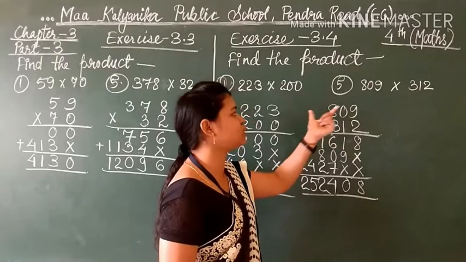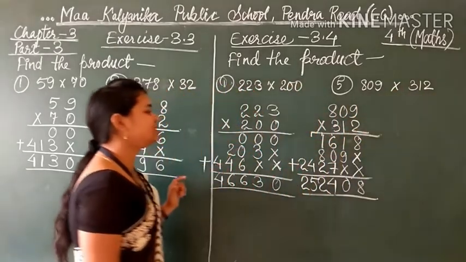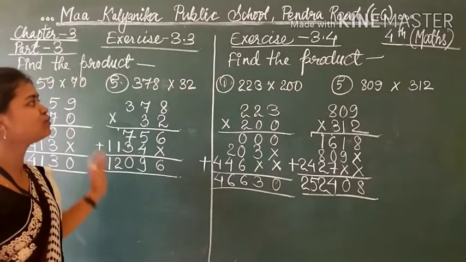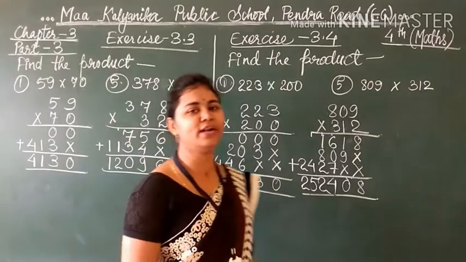2,52,408 is the product of 809 and 312. So students, I hope you have understood how to find the product in exercise 3.3 and 3.4.